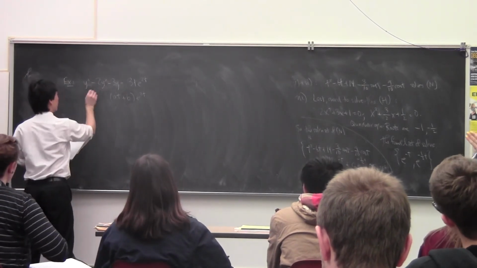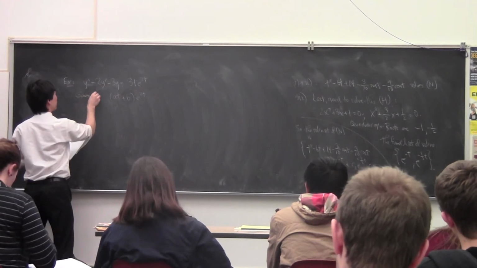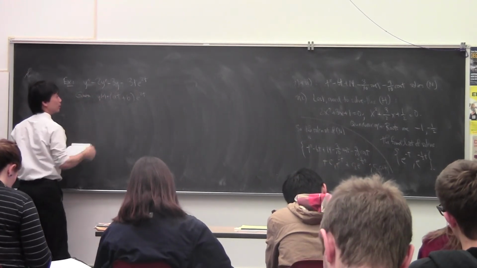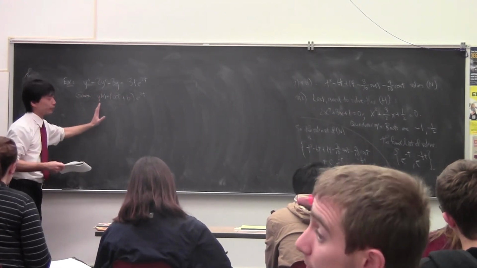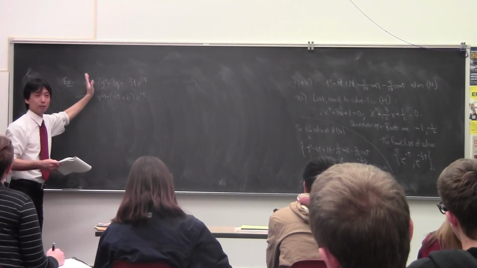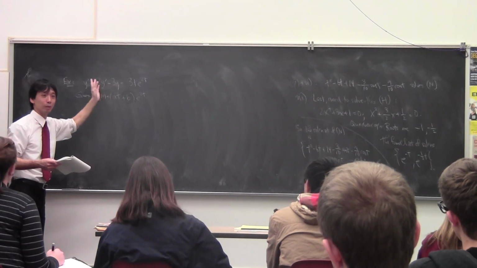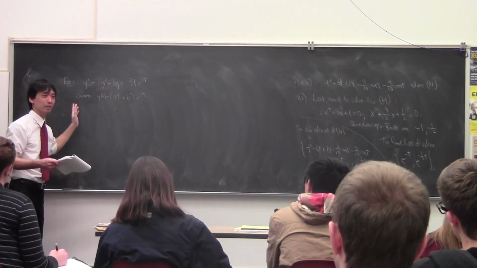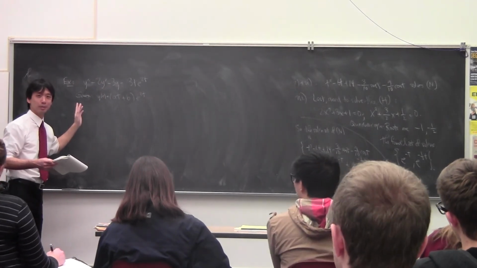So you guess that y(t) is going to look like this, and then you differentiate a couple times, you get some things, you plug them back in, you get relations between a and b, you figure out what a and b must be, and that's the end.